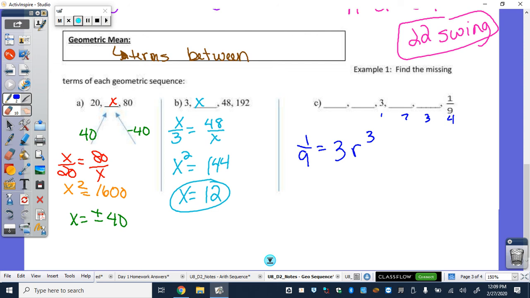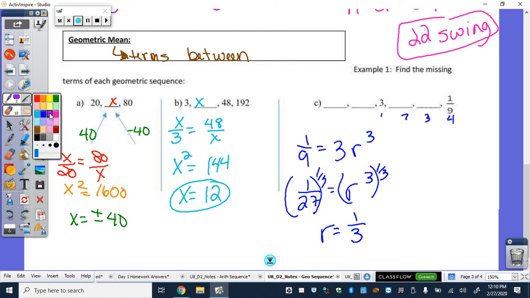So divide by 3. 1/9 divided by 3 gives us 1/27 equals our ratio to the third power. A couple of ways we could go about figuring this out now. You could cube root each side, or reciprocal power also, which really is the same thing. What's the cube root of 27? 3. So we have a common ratio of 1/3.